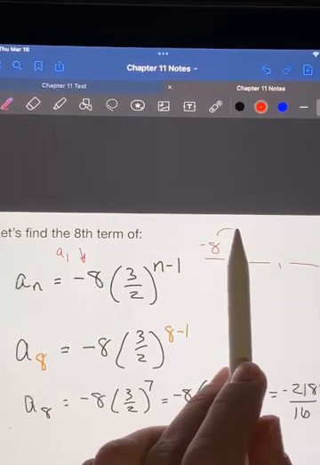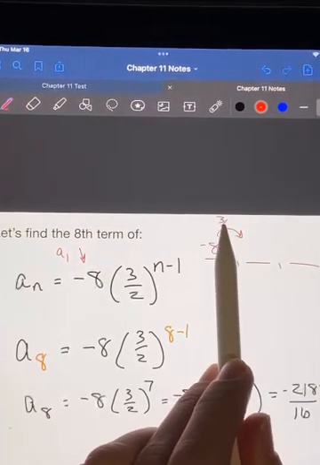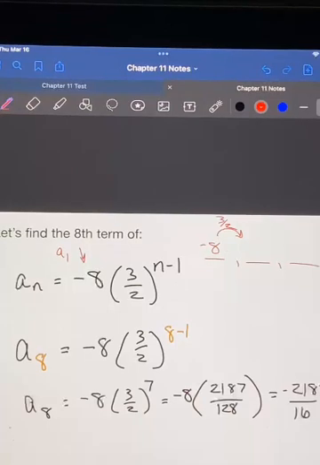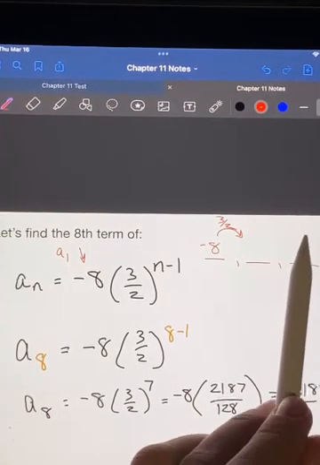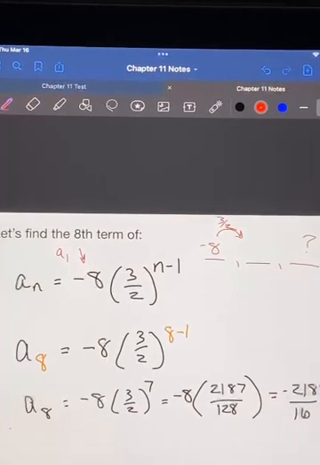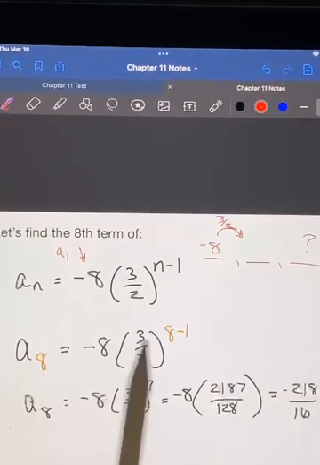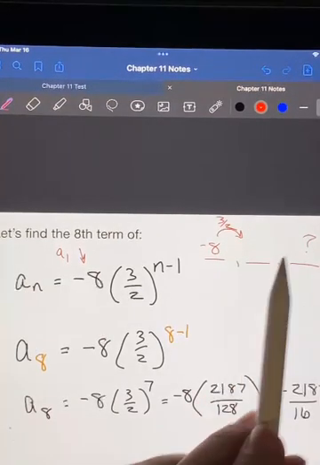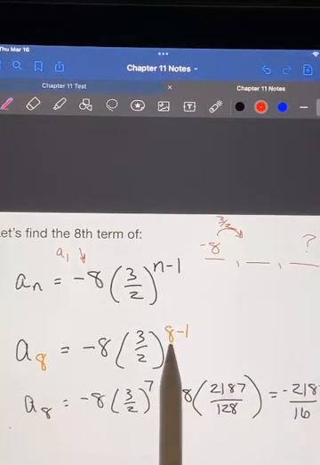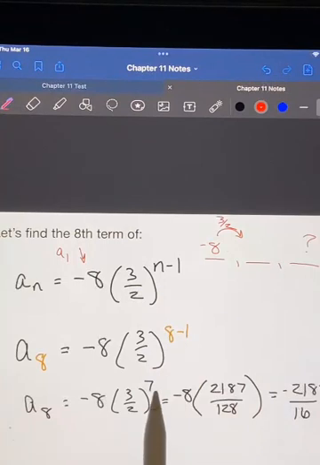We know that each time that we jump, we are multiplying by 3/2, and we're going down to some unknown value. So we want to go all the way down to the 8th term. So where we plug in 8, that means our n is 8. That also means that we are going to jump 7 times. We can see that we've got 8 minus 1 gives us 7.